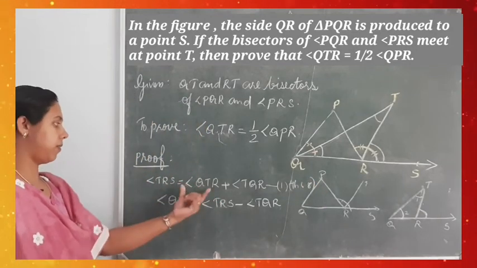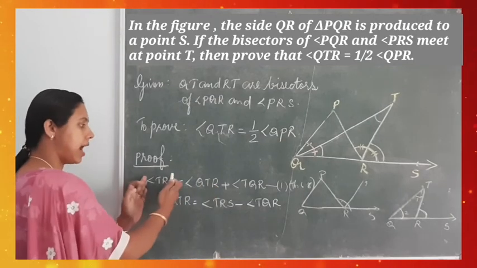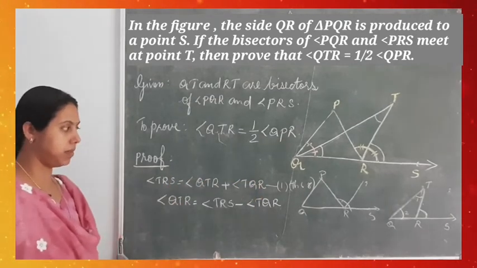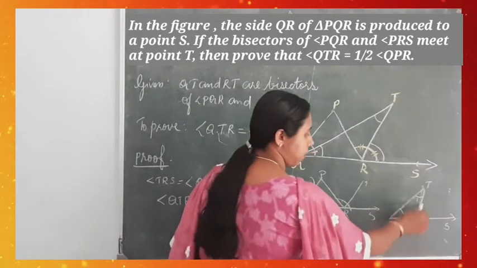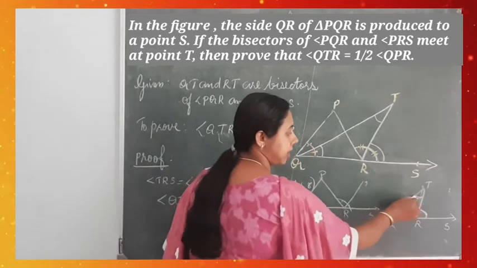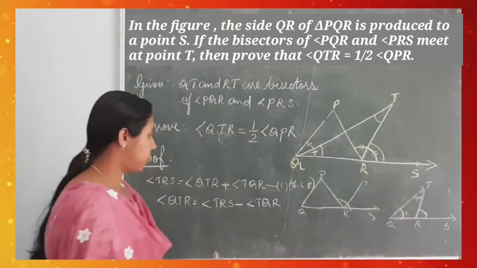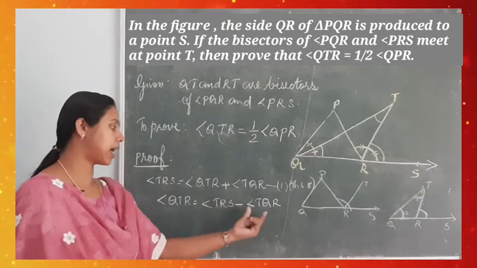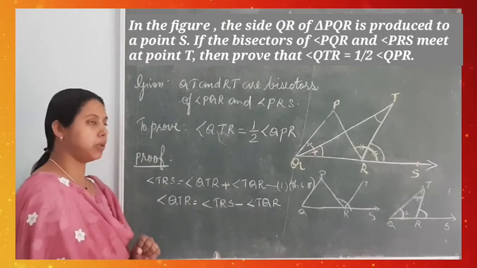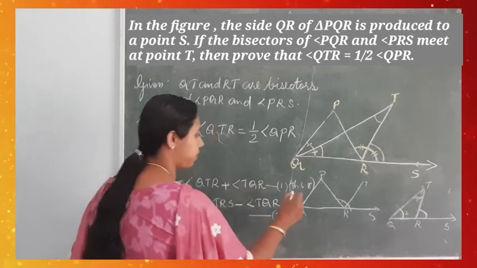From this we find out what is QTR. QTR is equal to TRS minus TQR. That means QTR is one of the angles. If you know the exterior angle and one of the interior angles, you can find the other interior angle: exterior angle minus interior angle. So angle TRS minus angle TQR is equal to angle QTR. You can give it as equation 2.